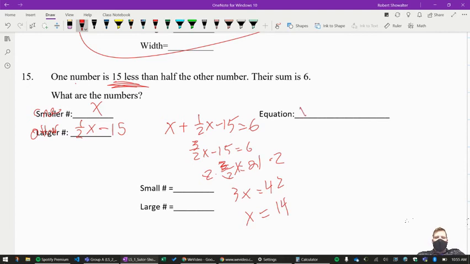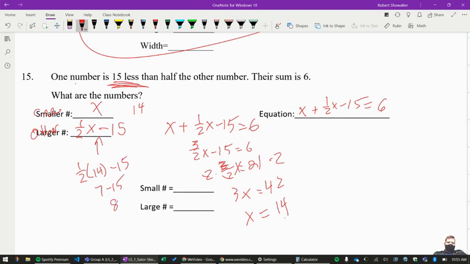So the equation that we wrote, let's fill it in, would be this guy, and that's the work. And then, which is the smaller number? So if x is 14, what is this number then? So the other number. So it's 14 times a half minus 15. 7 minus 15 is 8. 8. So we have a number 8, and we know 14, the smaller number would be 8. The larger is 14. Let's do it.